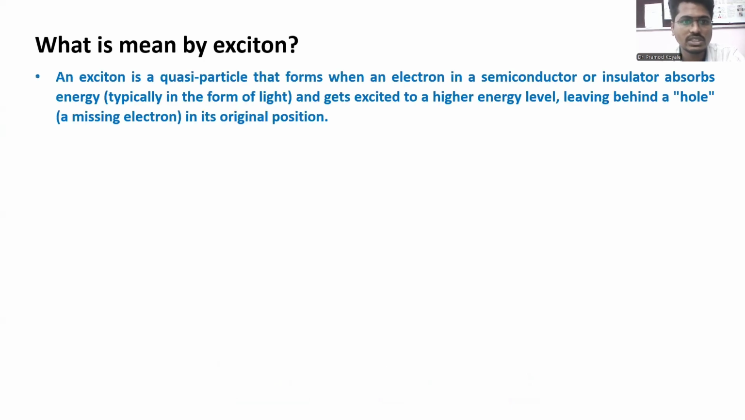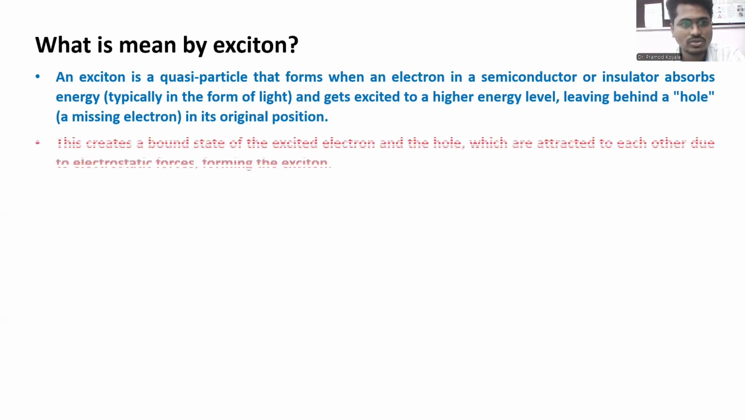So the exciton is nothing but the quasi-particle that forms when an electron in the semiconductor or the insulator absorbs the energy, typically in the form of light, as we discussed, like the sunlight, and gets excited towards the higher energy level, most probably the conduction level, leaving the holes at the valence band, or we can say leaving the holes at its original position. So what will happen? This creates a bound state of the excited electrons and the holes, which are attracted to each other due to electrostatic forces, forming the excitons.